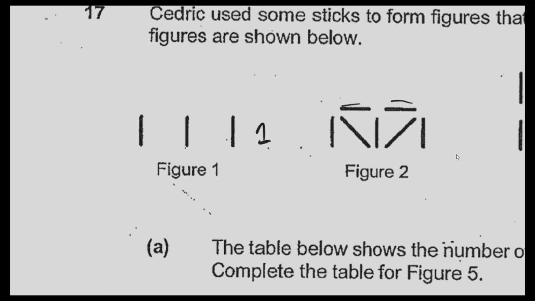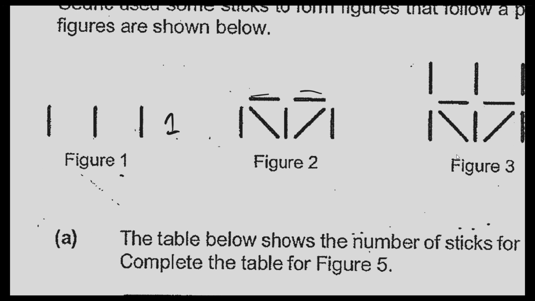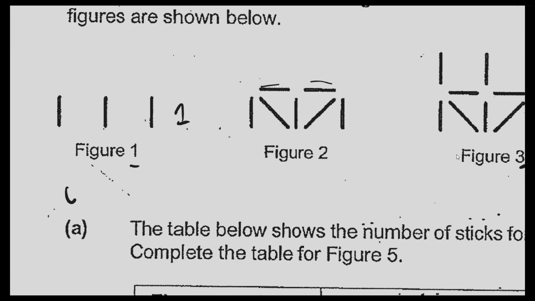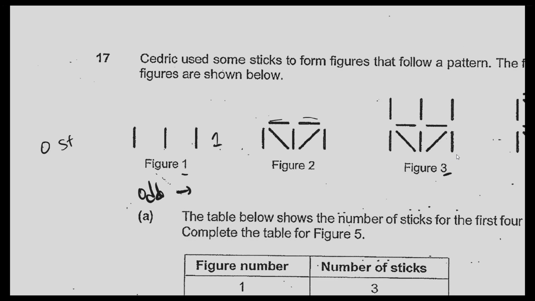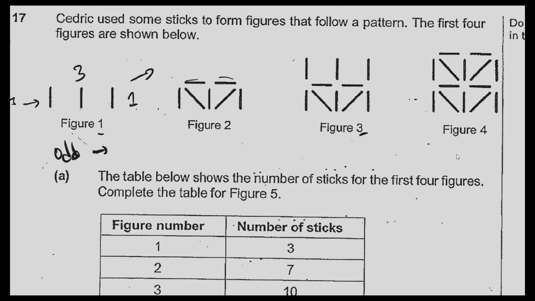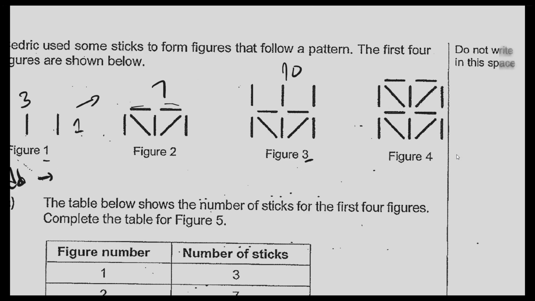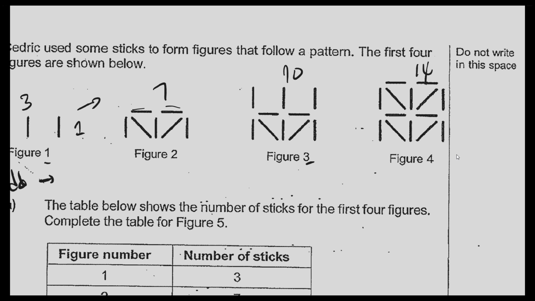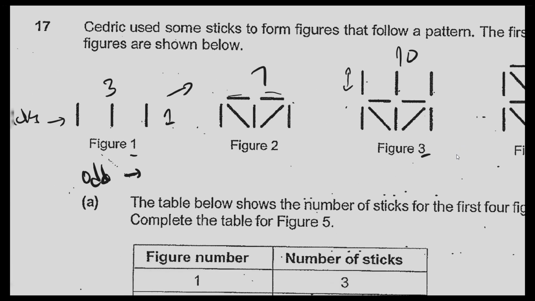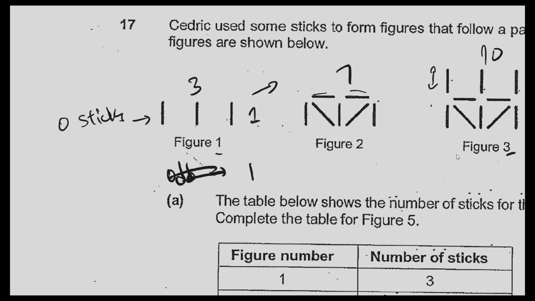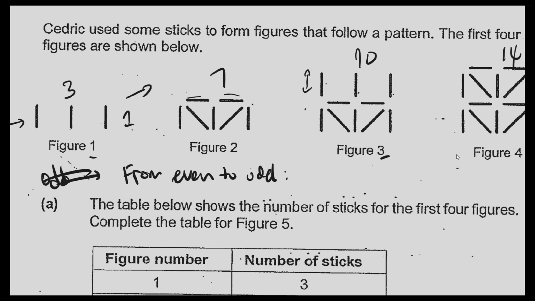So figure 1, so you realize for the odd number of figures, right? Because we start from 0 sticks here, and now we move to 3 sticks, and from here we move to 7 sticks, move to 10 sticks, move to 14 sticks. We realize that what the odd number of figures does is it builds one more level, right? So from figure 2 to figure 3, it builds one more level and uses 3 sticks to build that. So from even to odd, 3 sticks, right?